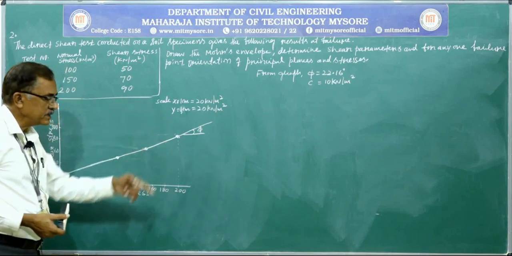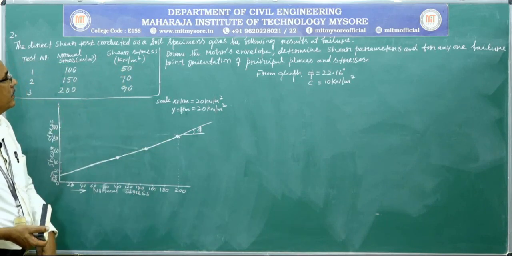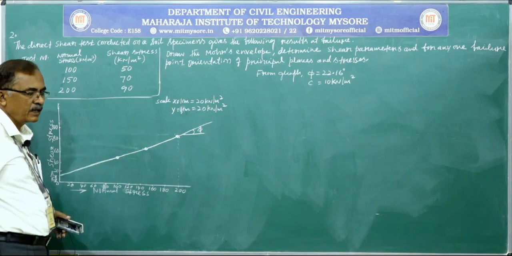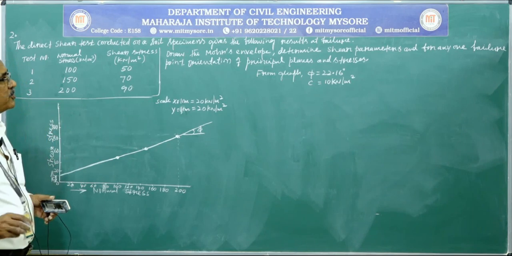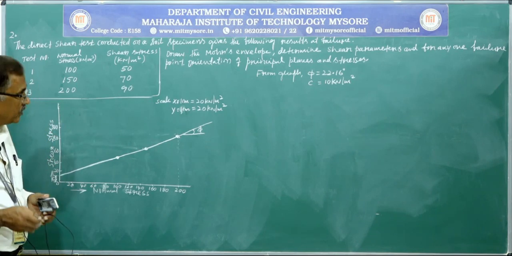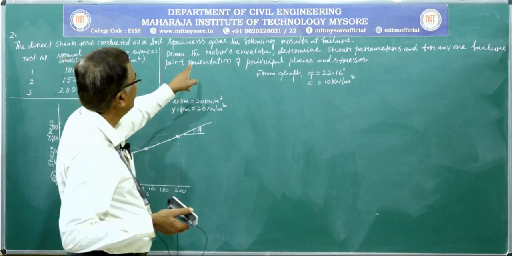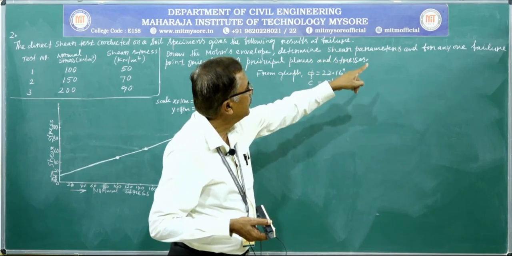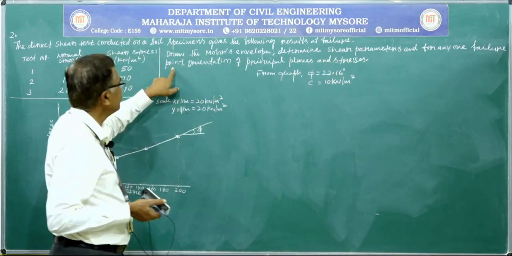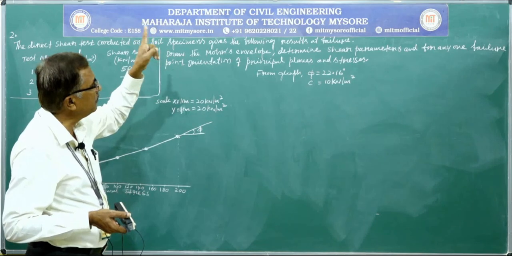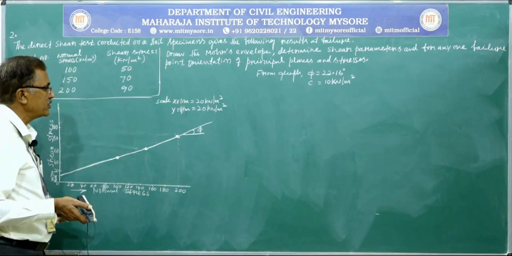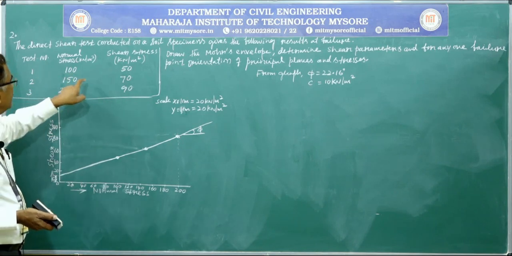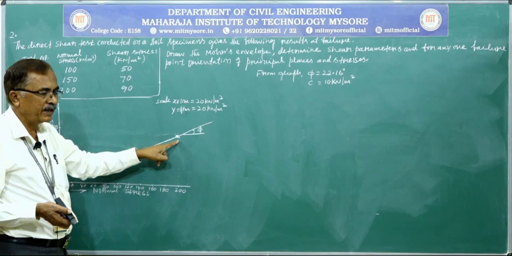So let us write the details after completing the Mohr envelope, and then after completing the Mohr circle and marking of the principal planes and principal stresses. Next, the first part of the problem is over. Next, for any one failure point, to determine the orientation of principal planes and principal stresses. There are three failure points: the first trial failure point, the second failure point and the third failure point.